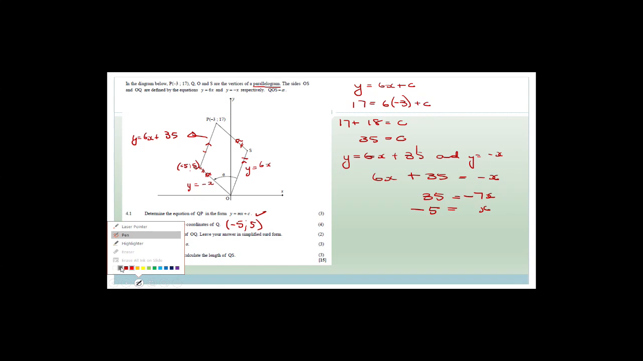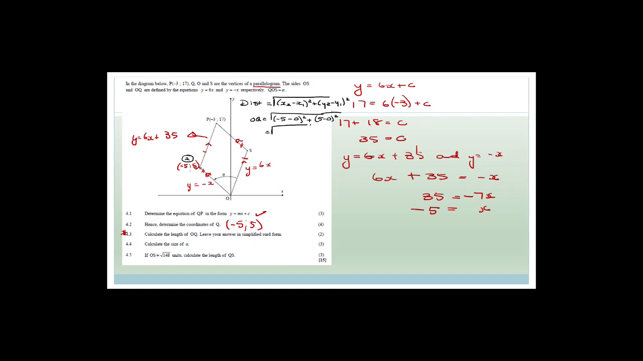So let's do that. The distance formula is equal to the square root of (x2 - x1) squared plus (y2 - y1) squared. You can choose any point to be 2 and any point to be 1. I'm going to choose this point here to be 2. So the length of OQ is the square root of (-5 - 0) squared plus (5 - 0) squared, which is the square root of 25 plus 25, which is the square root of 50.